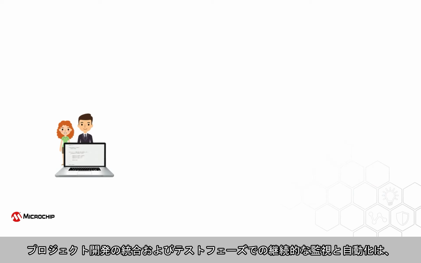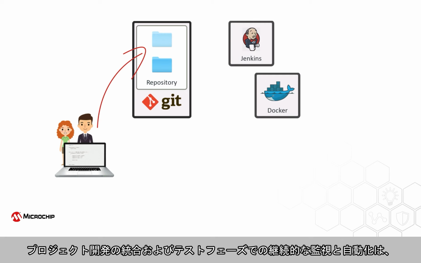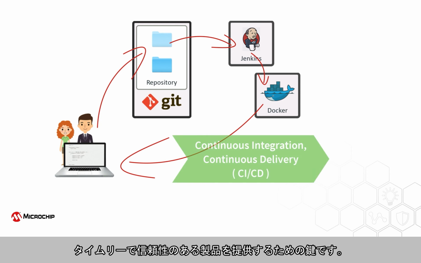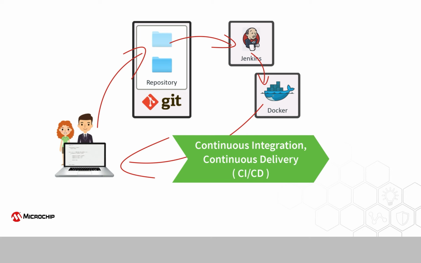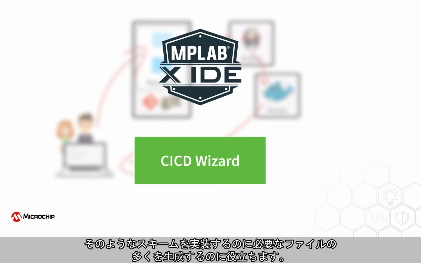Continuous monitoring and automation at the integration and testing phases of project development is key to delivering a reliable product in a timely manner. A CI/CD pipeline using virtual containers is an effective way to achieve this, and the MPLAB X IDE CI/CD wizard can help you generate many of the files needed to implement such a scheme.